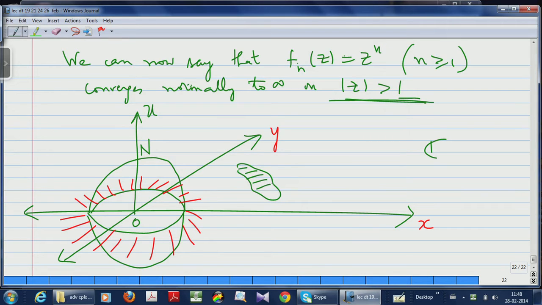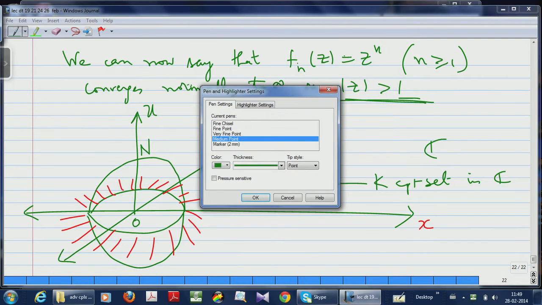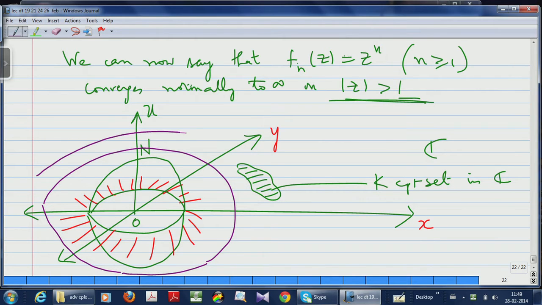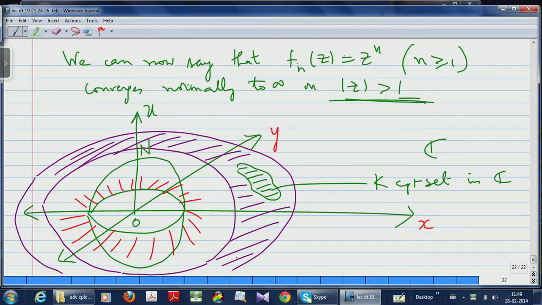So if I take some compact set here, some compact set K in the complex plane, then this K of course lies inside a suitable annulus. It's going to look like this. I'm going to get this annulus here, this annular region. Mind you, this is the annular region on the complex plane, consisting of the region between these two circles, and I am also including the boundaries to make it compact. Okay, so it's a closed and bounded set. It's compact.